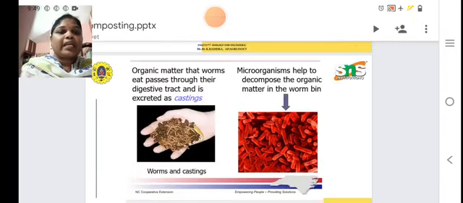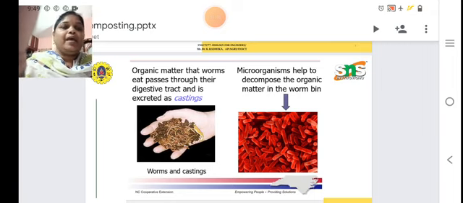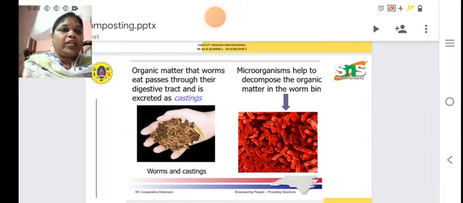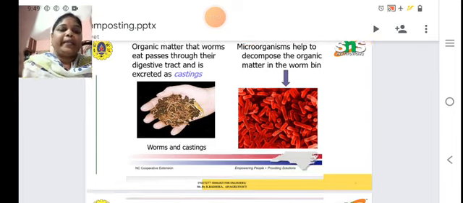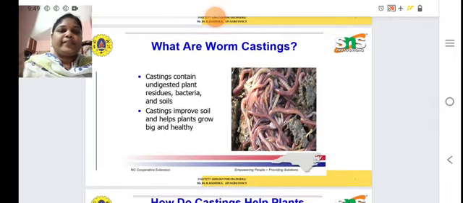The organic matter that worms eat passes through their digestive tract and is excreted as castings. What do you mean by castings? It is nothing but the organic matter that worms eat, which passes through their digestive tract and is excreted, called castings. The microorganisms help to decompose the organic matter in the worm bin. Some worms are used for the digestion.